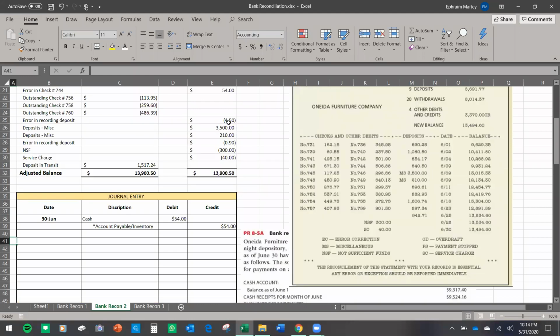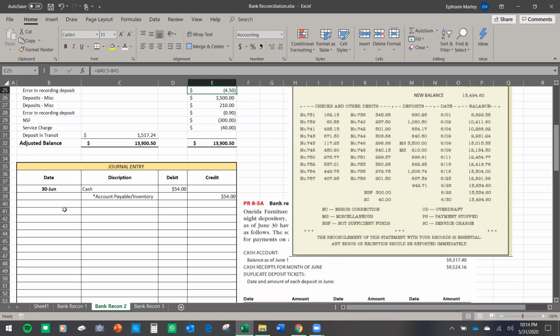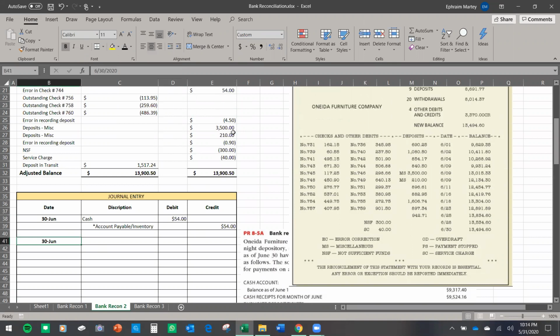So we have this 4.50 here that we know is decreasing our cash. Okay, that's definitely going to decrease our cash. But what is it decreasing? Well, what is it going to increase then? Let's assume we receive money from someone, because this is a deposit.